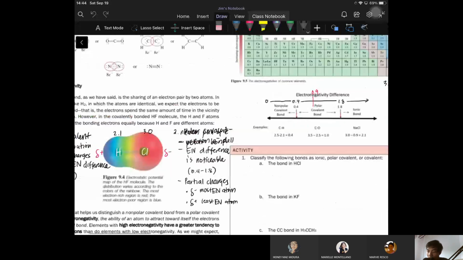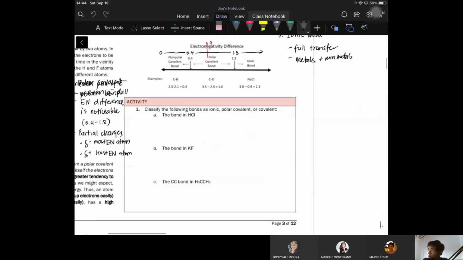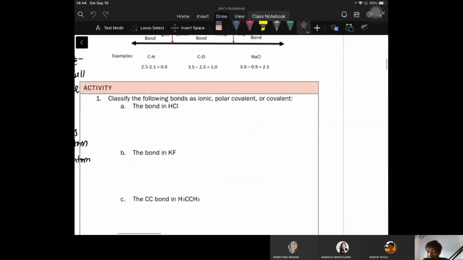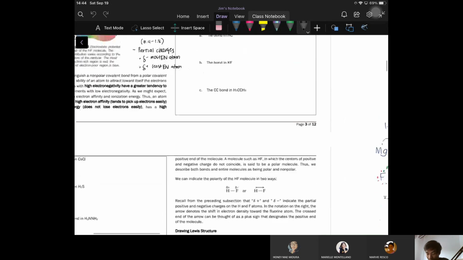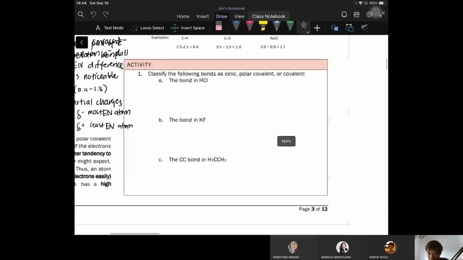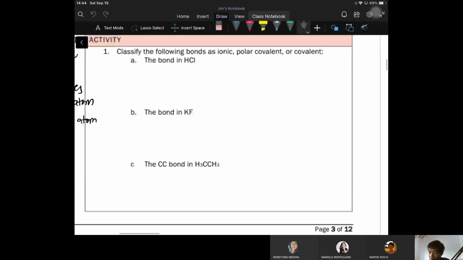Basta, yung non-polar, pati yung polar, ay mga non-metal molecules lang yan. Non-metal atoms. Okay? So, malapit na tayo matapos. Hindi naman natin tatapusin ito lahat ngayon. Next meeting na yung iba.